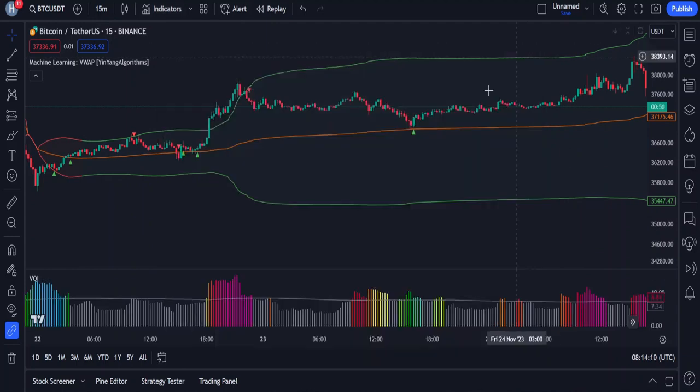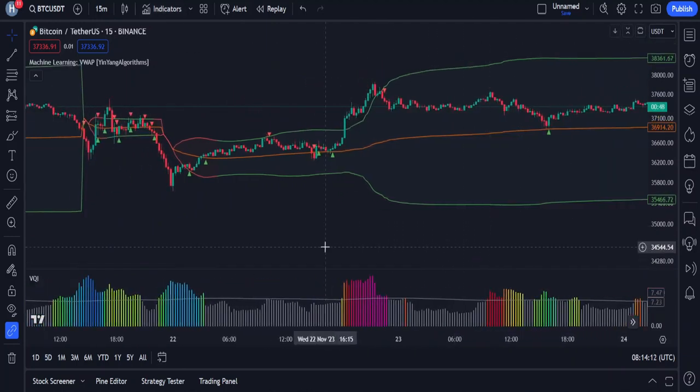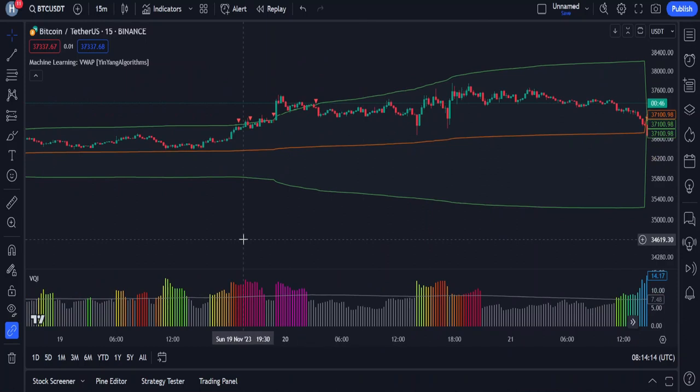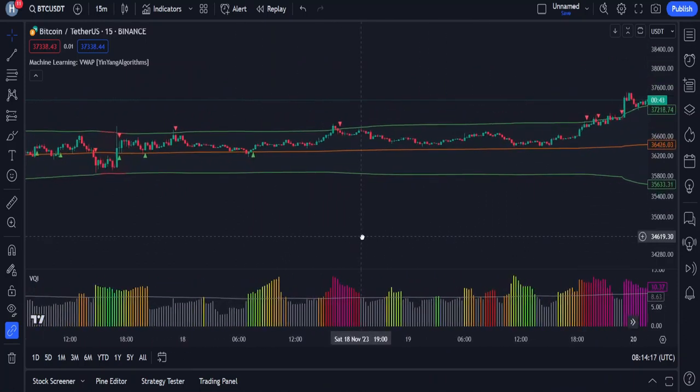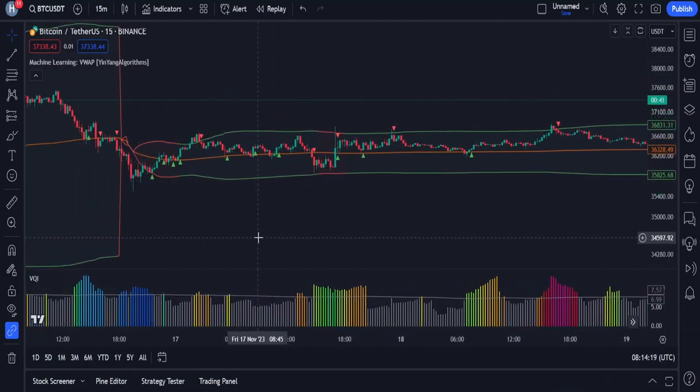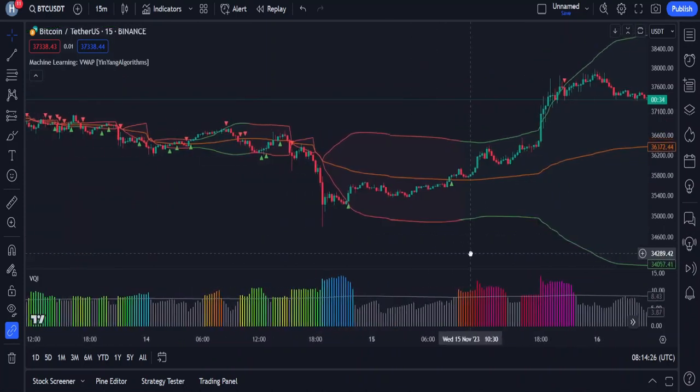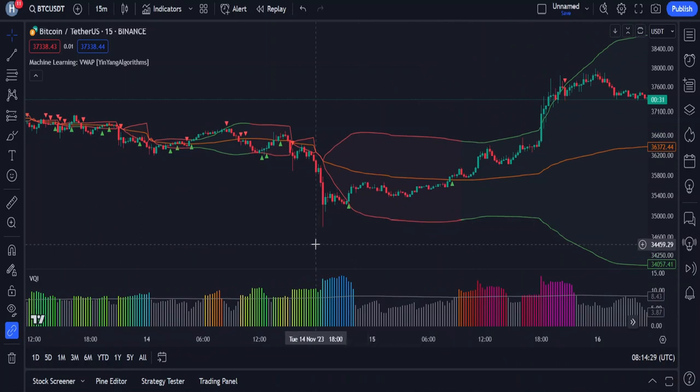The Volatility Quality Index, or VQI, is an indicator used to measure the quality of market volatility. The volatility on this indicator is presented in the form of a histogram on the price chart. The higher VQI values indicate better quality of market volatility, while lower values suggest poorer quality of volatility. We will confirm the VWAP signals using this volatility indicator.